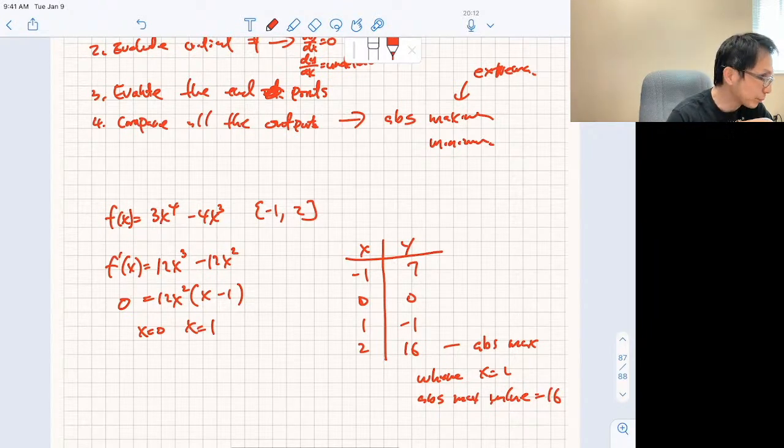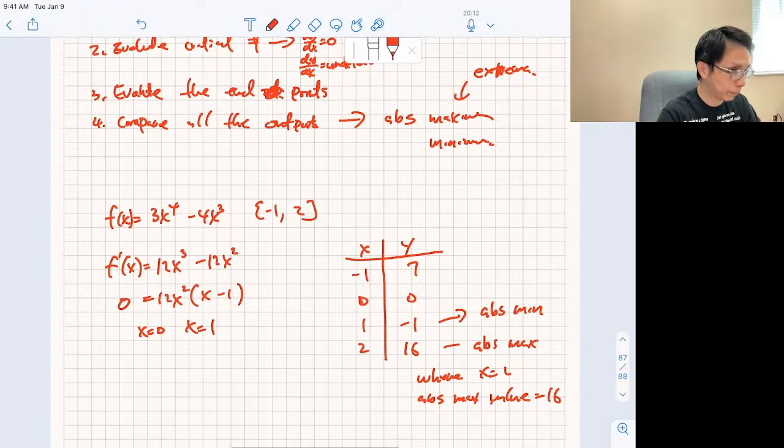So it happened at the endpoint. How about at 1? This is the absolute minimum value, right? The minimum value is going to be -1, occurring at x equals 1. So remember how you write it. You say it occurs at x equals 1, but if you want the minimum value, then it's going to be -1. Are we okay here? Okay.